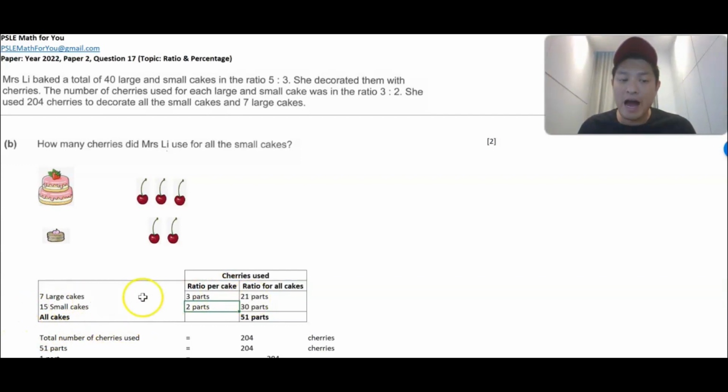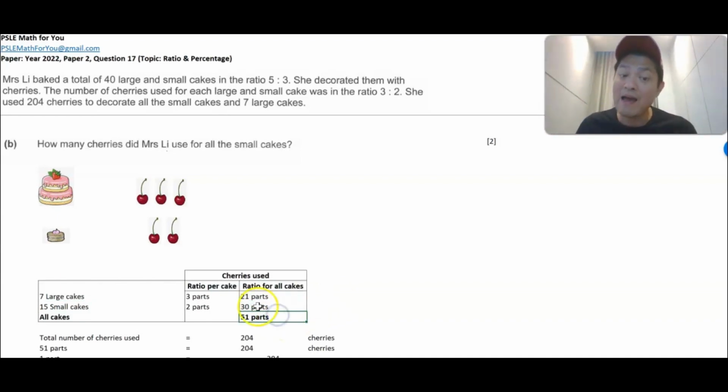But if I take the total number of cakes for each, large and small, and multiply by the ratio for each. So for large cakes, I would take 7, multiply by 3 parts for each cake. I will get 21 parts of cherries, okay? And 15 small cakes, each has 2 parts, and I'll multiply that. So from the small cakes population, I will get 30 parts of cherries.